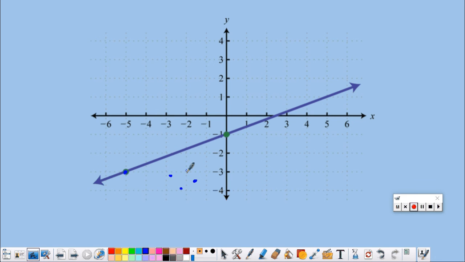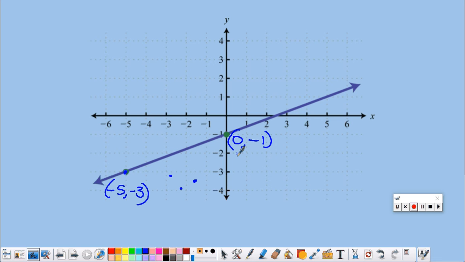So if I pick the 2 green dots, awesome. What are my 2 green dots' ordered pairs? This one is what? -5, -3. Okay, and then what about this one? Zero, -1. Now, can I just count, or what else could I do to solve this?